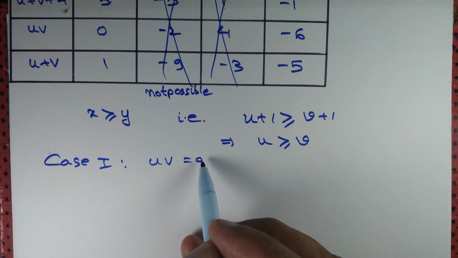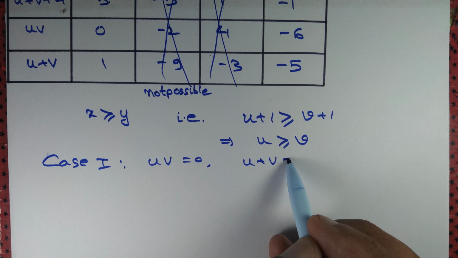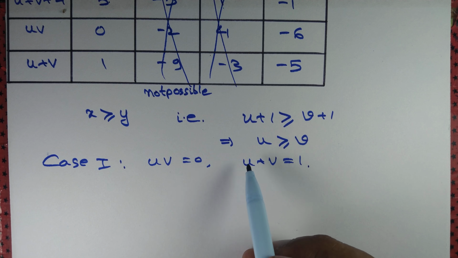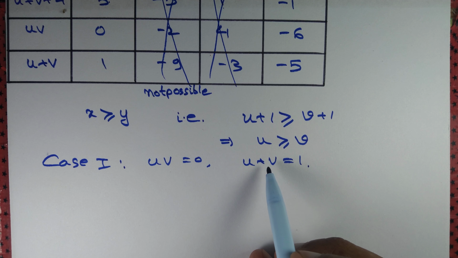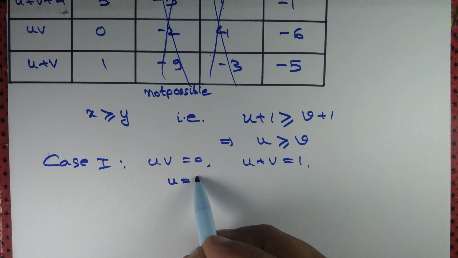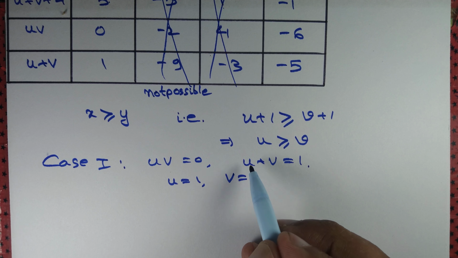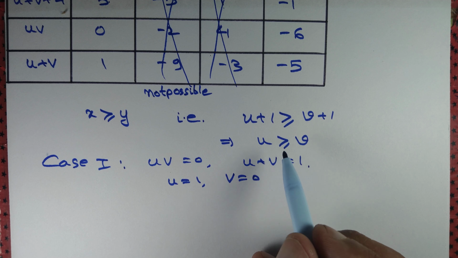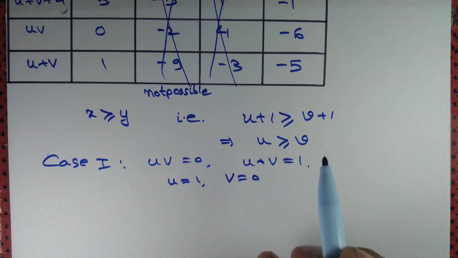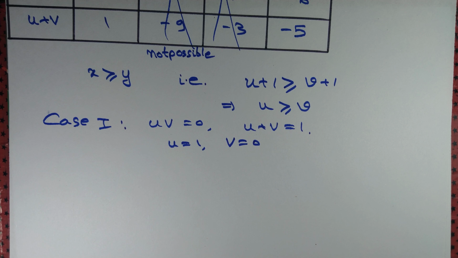So in this case 1, uv equals 0, u plus v equals 1. Definitely we are bound to take u equal to 1, v equal to 0, but u equal to 0, v equal to 1 we cannot take, because u has to be greater than or equal to v. So that's the only possibility.